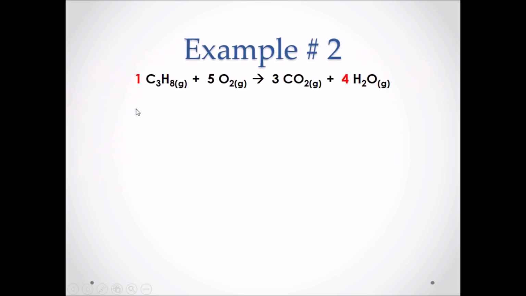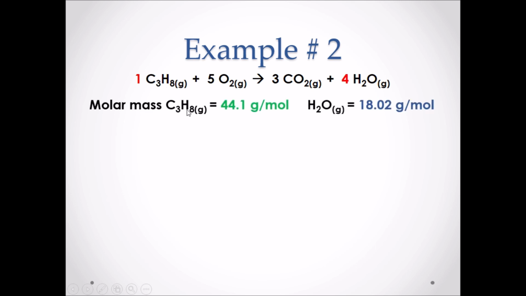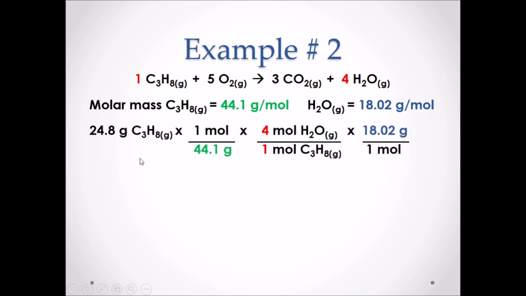We can see the chemical equation for the combustion of propane. We need the molar mass of propane, which is 44.1 grams per mole, and we also need the molar mass of water vapor, which is 18.02 grams per mole. We now have to perform a gravimetric stoichiometry calculation.